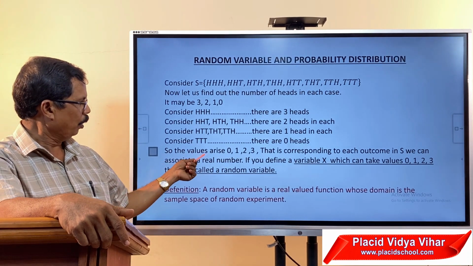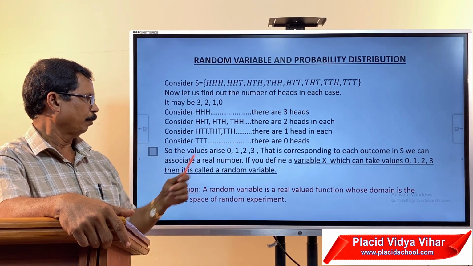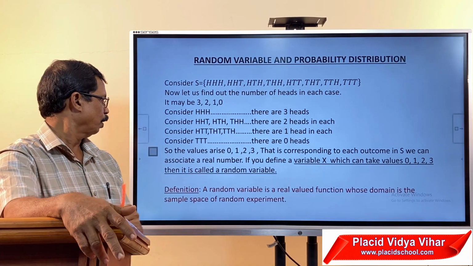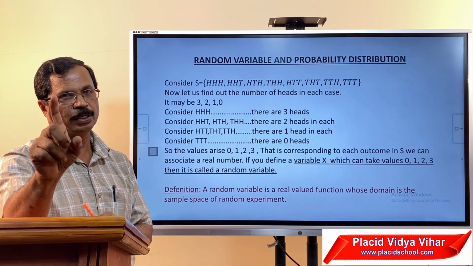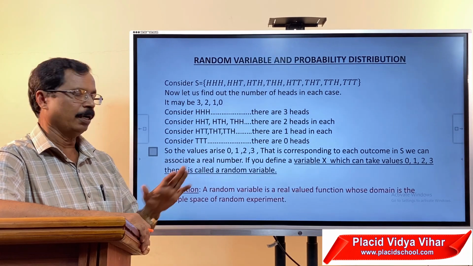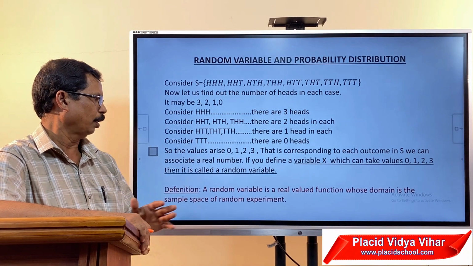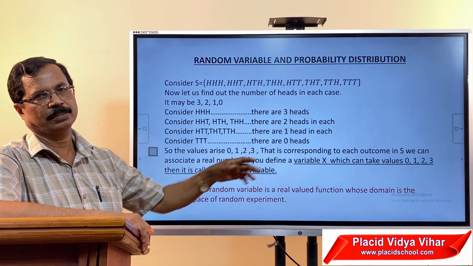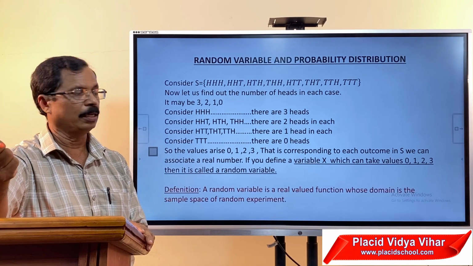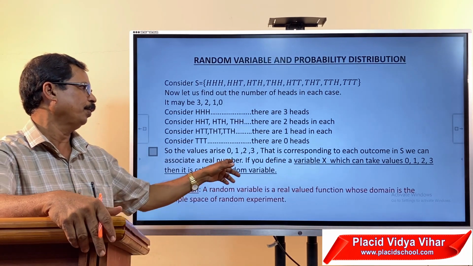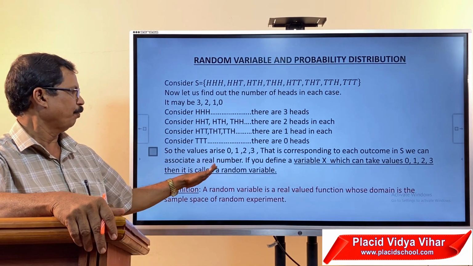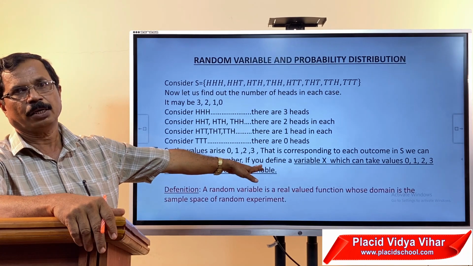So the values arise 0, 1, 2, 3. That is, corresponding to each outcome in S, we can associate a real number. That is very important. So when you consider each outcome, you can associate a real number, that is 0, 1, 2, 3. If you define a variable x, so the values are varying. It may be 0, 1, 2 or 3. So you can define a variable. If you define a variable x which can take values 0, 1, 2, 3, then that variable is called a random variable. Okay, got the idea?